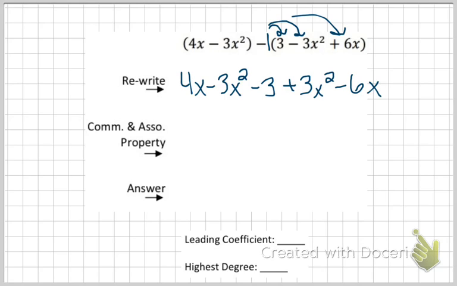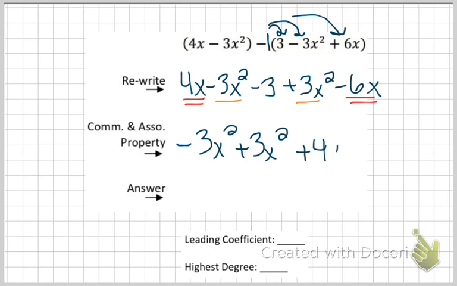Commutative property. Rewrite, I'm sorry. So negative 3x squared with a plus 3x squared. The next term is the ones with the power of 1, those two. So then we have a positive 4x and a minus 6x. And then at the end we have a minus 3.